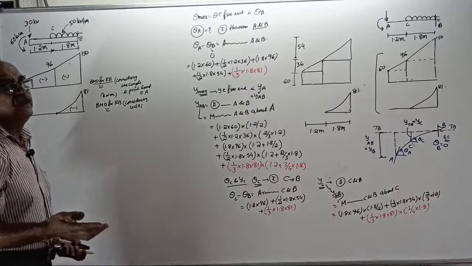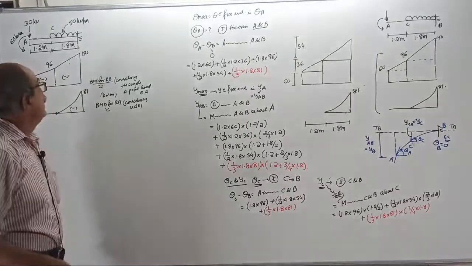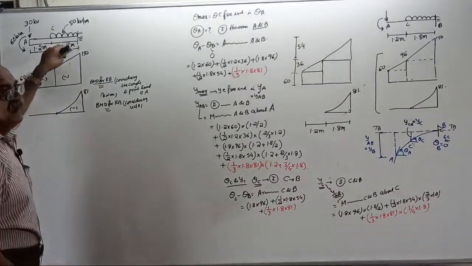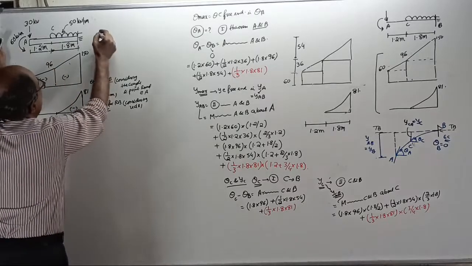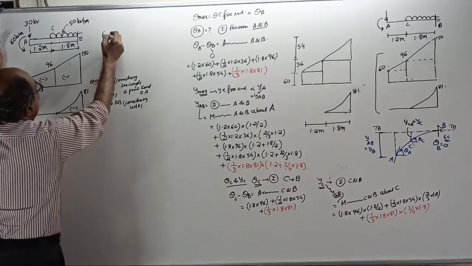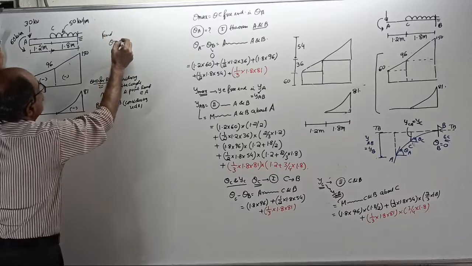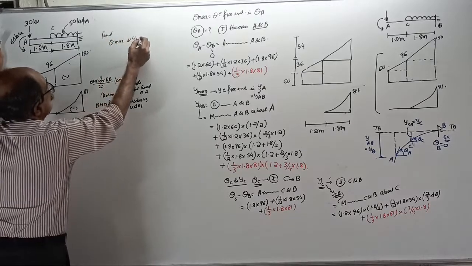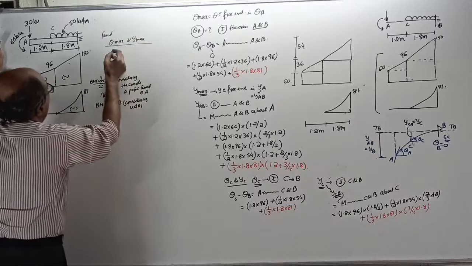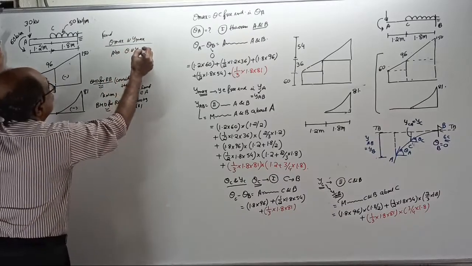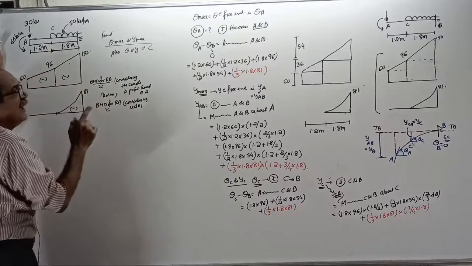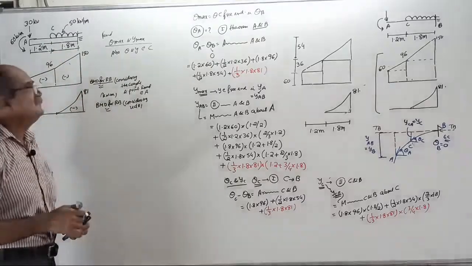Or, still easier, the question can be given as: for the beam shown in the figure, find theta max and y max, the slope and maximum deflection, and also the slope and deflection at the point C, the left end of the UDL. Okay, this is the question.